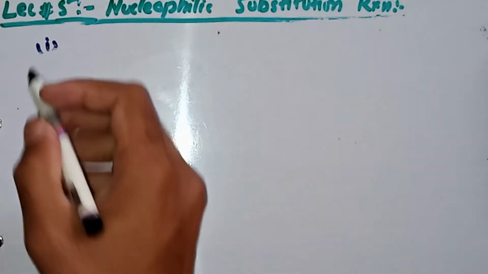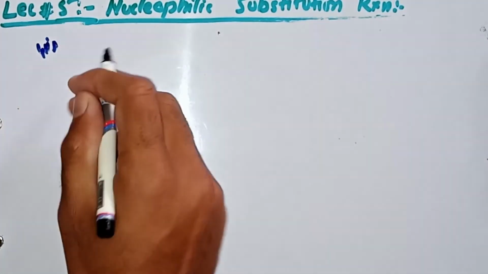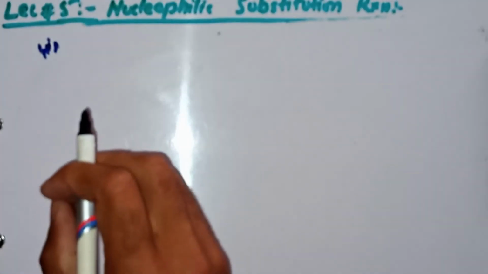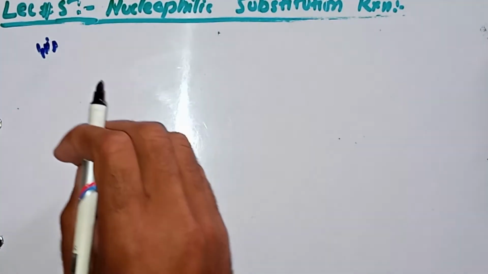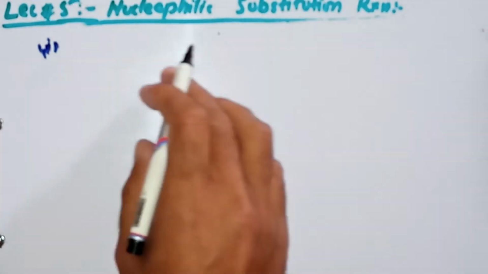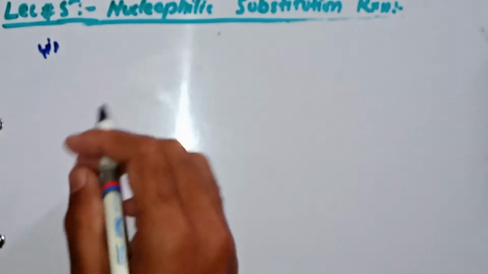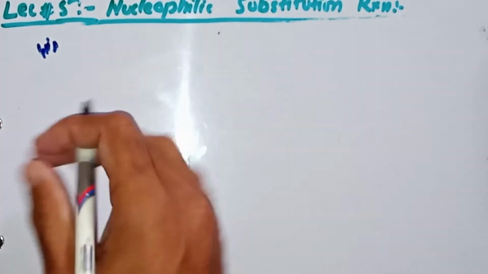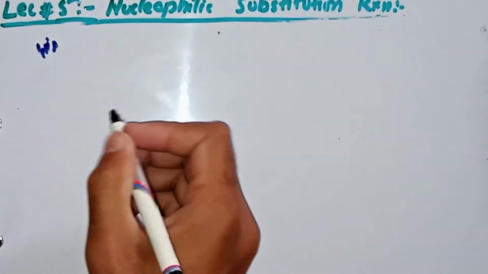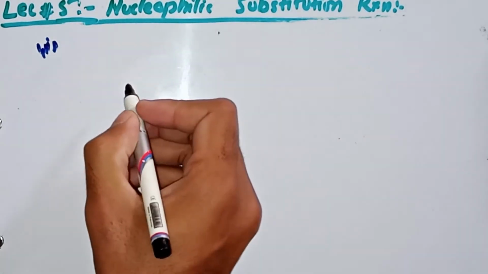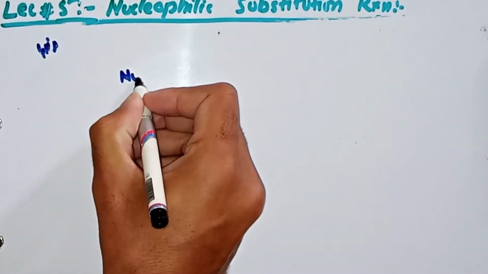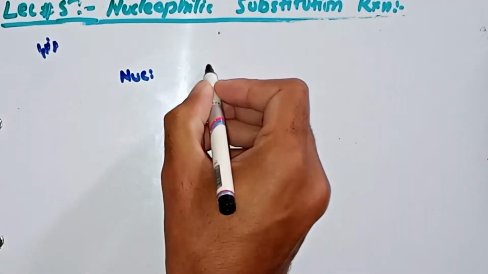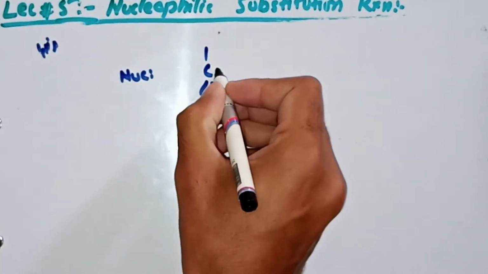As I told you, the first condition is that the leaving group must be a strongly electron withdrawing group. When it is a strong electron withdrawing group, it will be called a good leaving group. So let's suppose, in this case, a nucleophile attacks on a carbon.